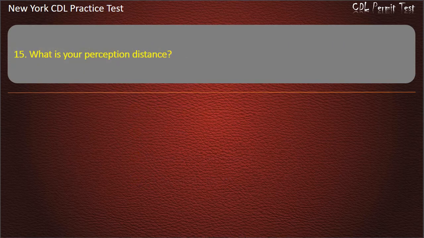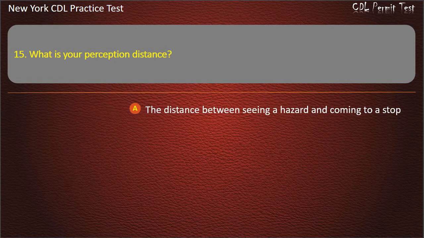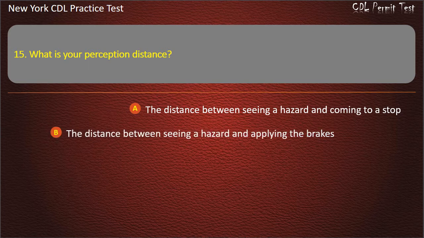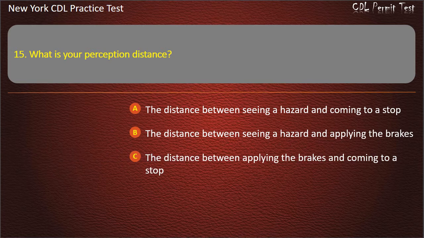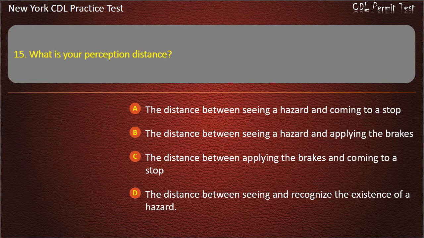Question 15. What is your perception distance? The distance between seeing a hazard and coming to a stop. The distance between seeing a hazard and applying the brakes. The distance between applying the brakes and coming to a stop. The distance between seeing and recognizing the existence of a hazard. Answer. The distance between seeing and recognizing the existence of a hazard.